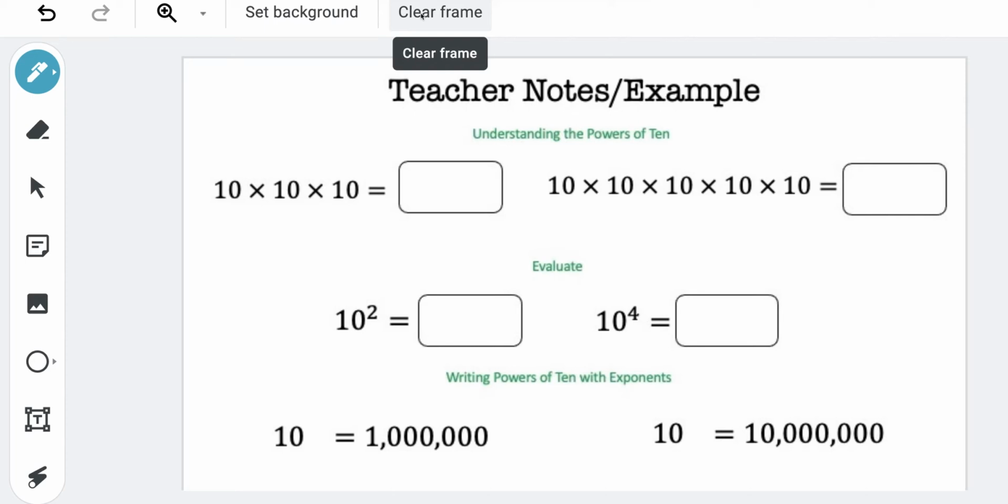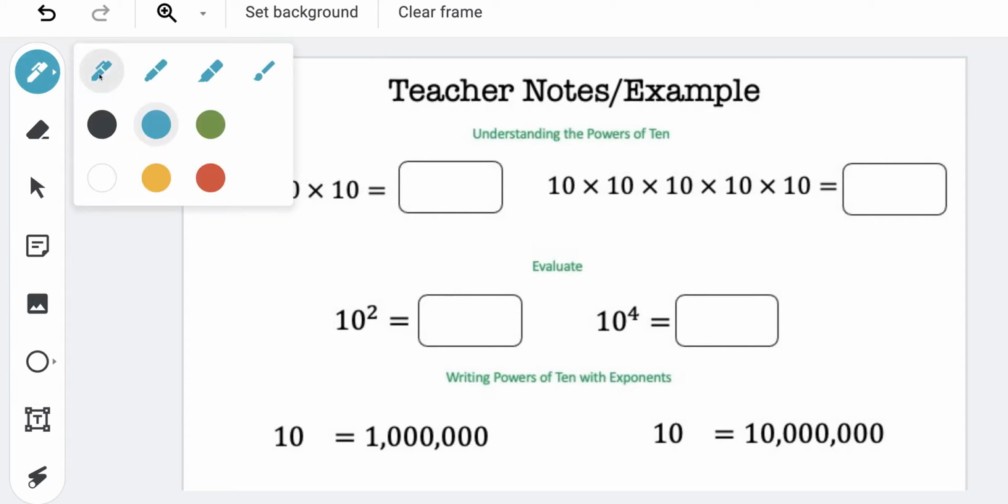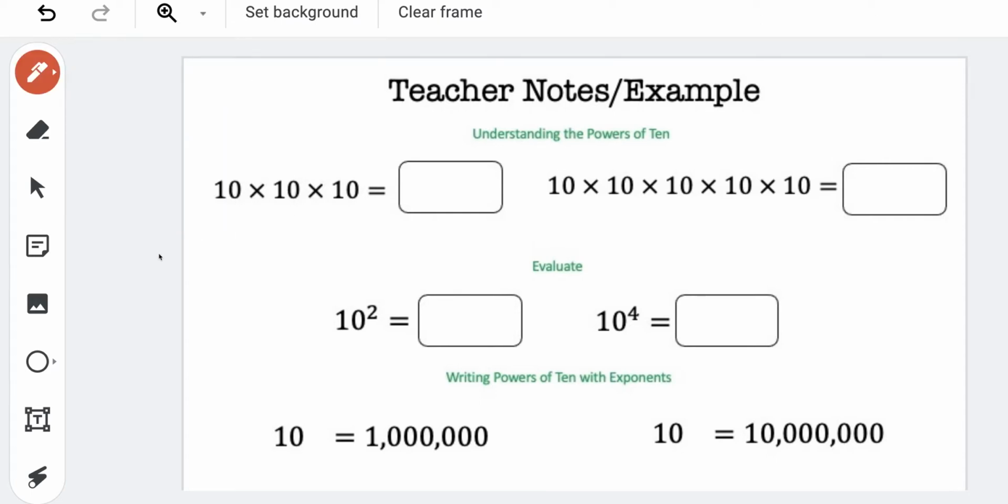Hey everybody, this is an interactive video lesson about understanding the powers of 10. What I want you to do is come over here and grab a pen. I'm going to go with red. Just follow along with me for these problems. Again, this video is about the powers of 10.